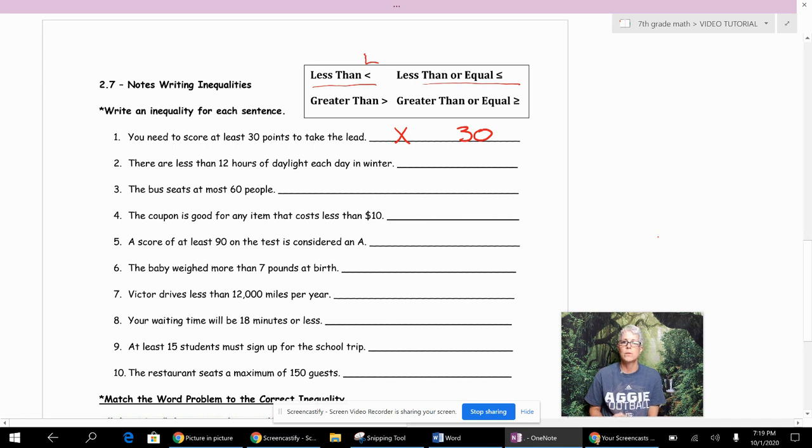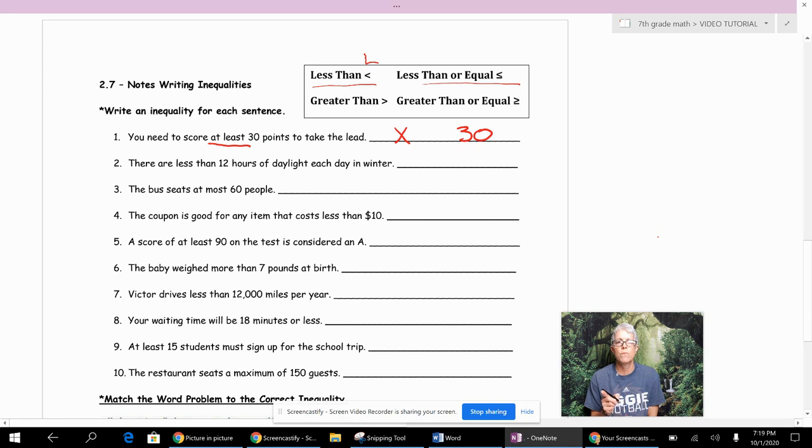Now, this is the best way to start all of these problems. Just go ahead and put the variable down, put the number down. They're going to give you a number, and then you have to figure out what symbol will go in between. So this says at least.